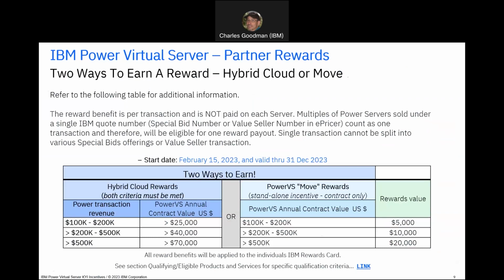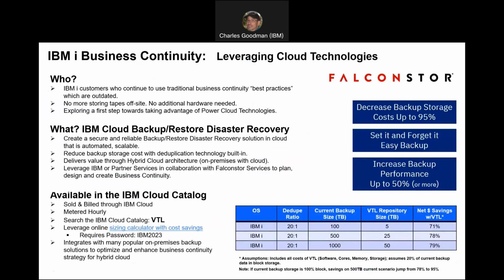We have an offering we came out with last fall, which is backup in the cloud. It's with our partner Falcon Store. This really is a virtual tape library. It's really targeted for IBM i customers, though it can be used by AIX customers as well. I'll explain it in the context of an IBM i customer. If you have a customer that is still backing up to tape, this Falcon Store Virtual Tape Library, VTL, solution would intercept that writing to the tape and write that to a disk space, a storage space.